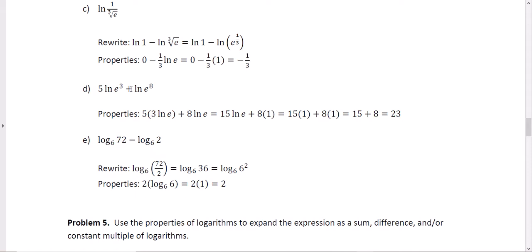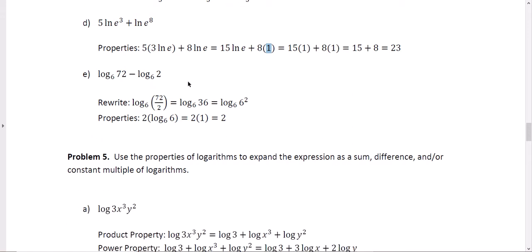5 times the natural log of e cubed plus the natural log of e to the 8th. I'll use the power property to bring the 3 as a coefficient in front of the natural log of e, and the 8 as a coefficient in front of the natural log of e. Multiply appropriately. 15 times the natural log of e plus 8 times 1. Notice I changed the natural log of e into a 1 here, but I didn't in this first step because I want to take one step at a time. 5 times 3 gave us the 15, so I'll leave the natural log of e to simplify over here. 15 times 1 plus 8 times 1 is 15 plus 8, which I believe should be 23.